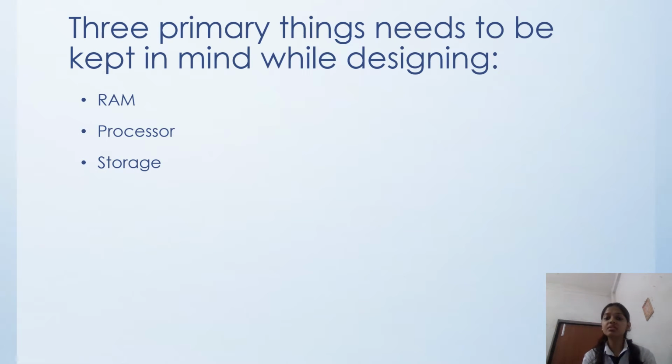The three primary things that need to be kept in mind while buying a laptop for the purpose of designing. The first is RAM. Why RAM? RAM stores all the data and gets refreshed whenever you shut down or restart your laptop. Whenever the laptop works slowly, we usually restart it. The higher the RAM, the smoother your operations will be.